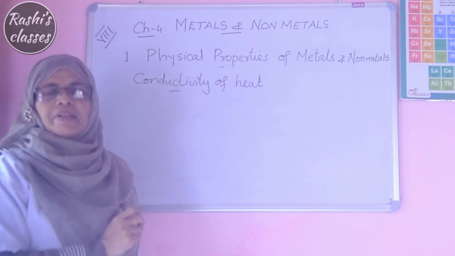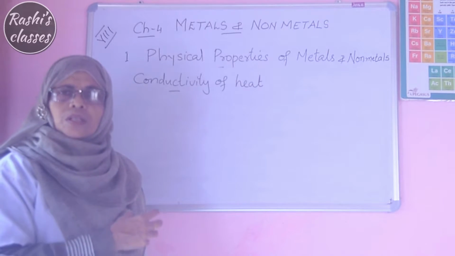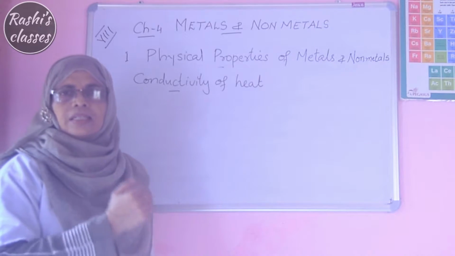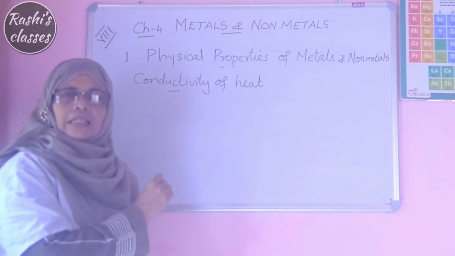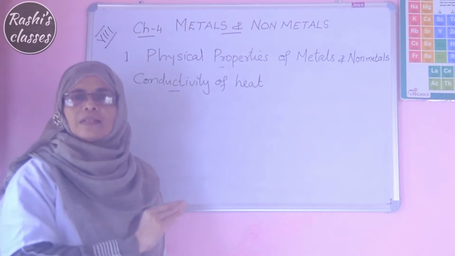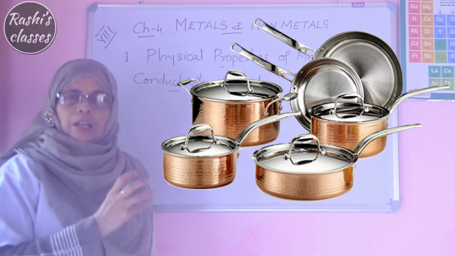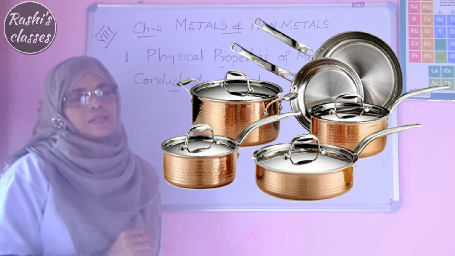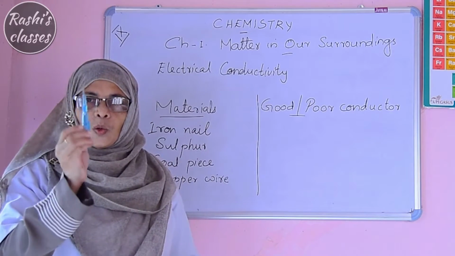We can say that metals are good conductors of heat. Why do we use plastic or wooden handles? They do not conduct heat. They are poor conductors. Metals are good conductors of heat and non-metals are poor conductors of heat. We use aluminium and copper for making cooking utensils. Next is electrical conductivity. See, this is a screwdriver.